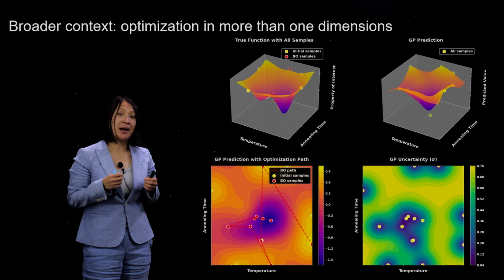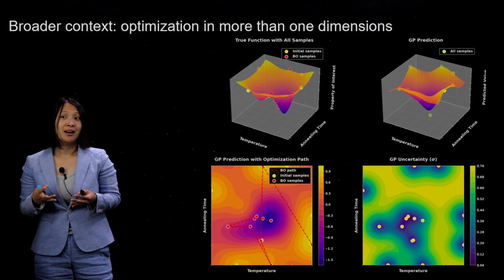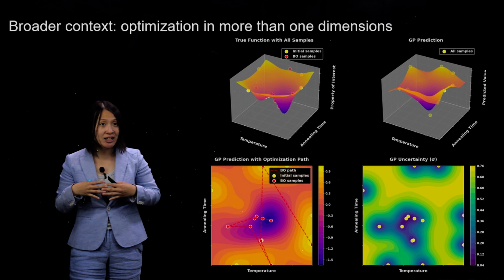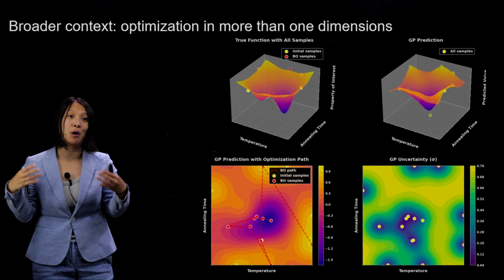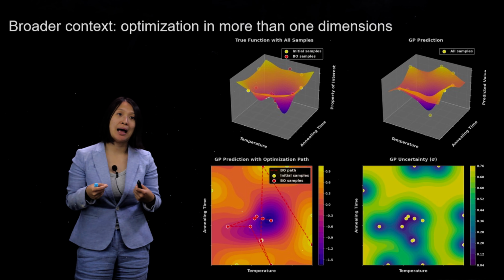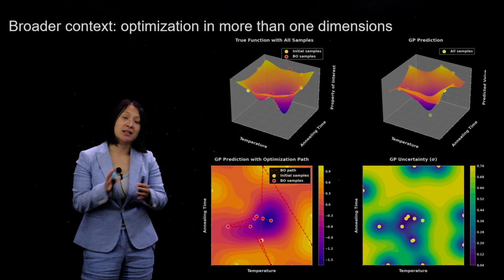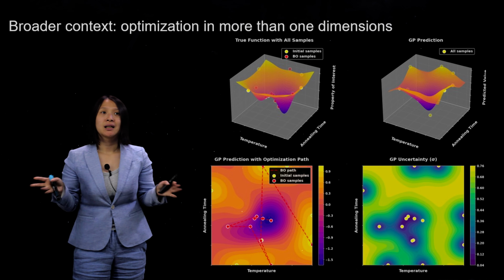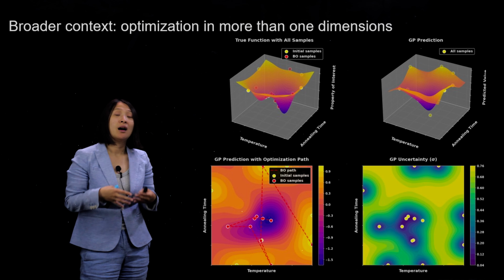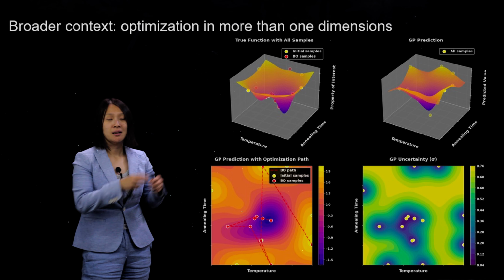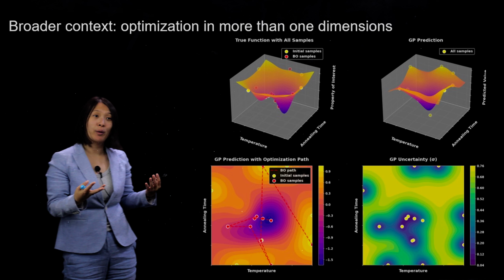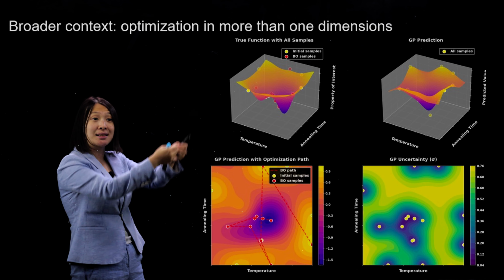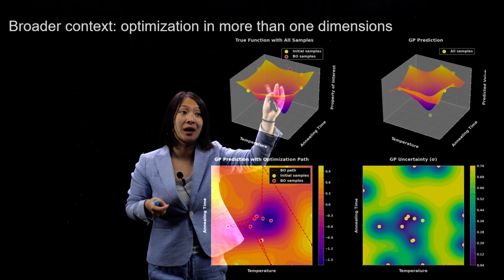With that, I also want to share a broader context when it comes to selecting the next experiment. In this lecture, we've been using a one-dimensional optimization as an example to show how we can use different acquisition functions to select the next round of experiments. But certainly, the optimization strategies go beyond one dimension. On the screen here, we see an example with a two-dimensional optimization space. We are interested in optimizing the temperature as well as the annealing time.